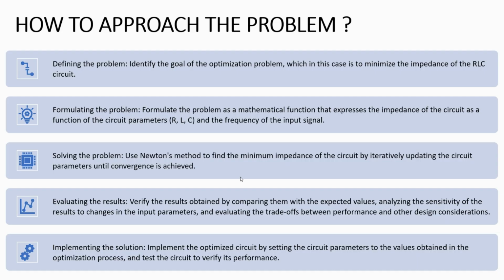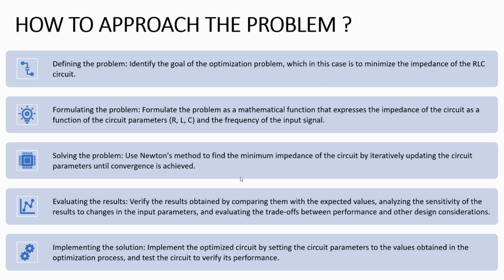Now, this is the way to approach the problem. By the problem, I mean how to optimize higher impedance. Defining the problem: identify the goals of the optimization problem, which in this case is to minimize the impedance of an RLC circuit. Next, formulating the problem: formulate the problem as a mathematical expression of the impedance of the circuit as a function of circuit parameters R, L, C, I mean resistor, inductor, and capacitor, and then the frequency of the input signal.